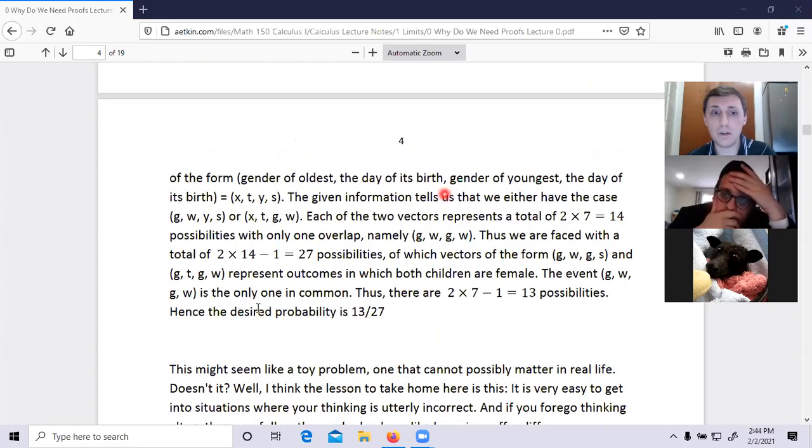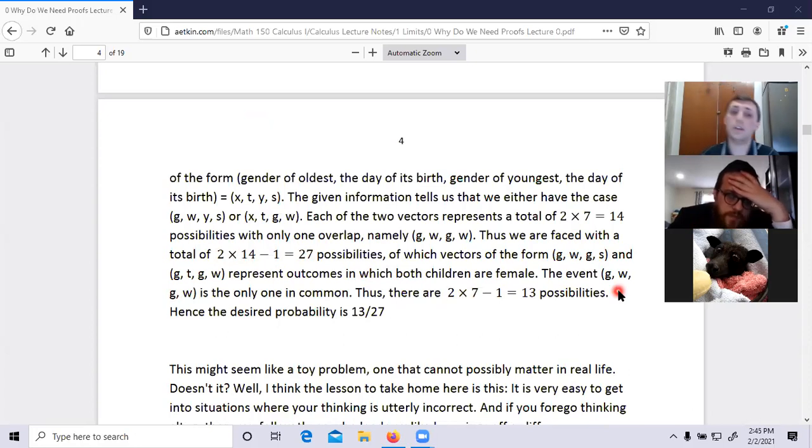Okay, so the answer here is 2 times 14 minus 1. It's 27. I hope you understand why. And the desired universes that I need to count are where I have two girls. One girl is oldest and born on Wednesday, the other girl I don't know the day of birth. Or maybe I am observing the youngest girl and the other is also a girl. So now there are going to be 2 times 7 minus 1, or 13 possibilities.